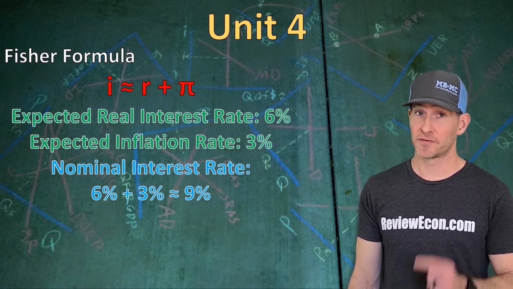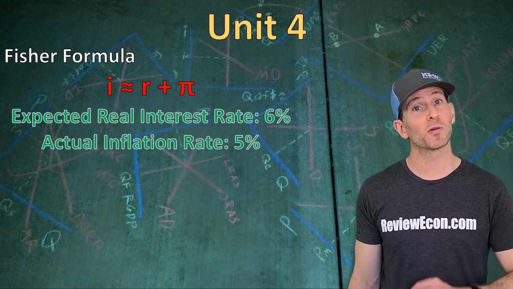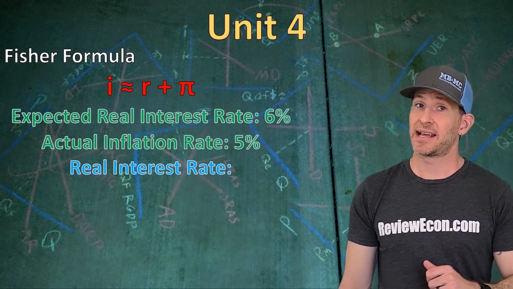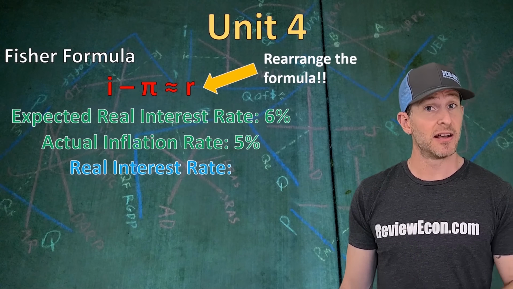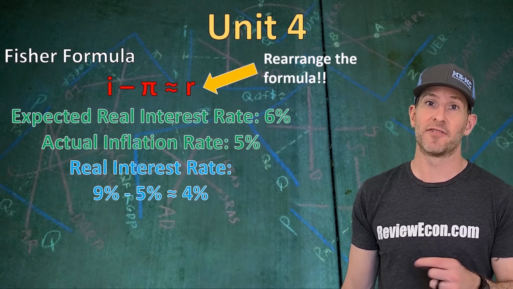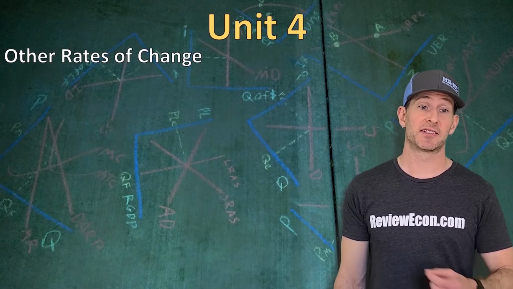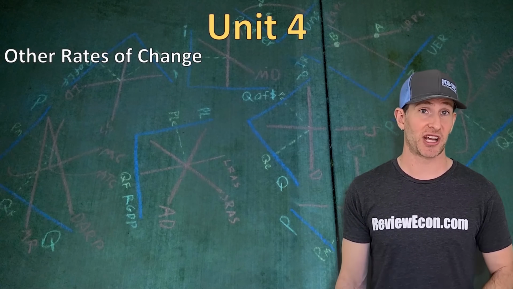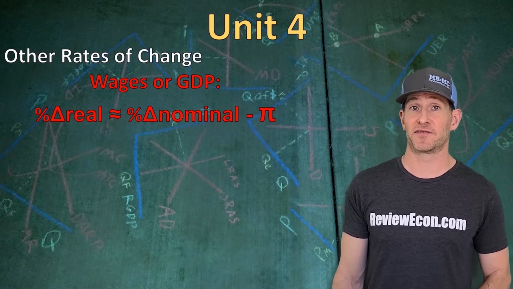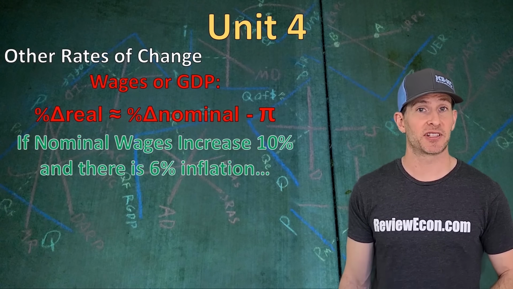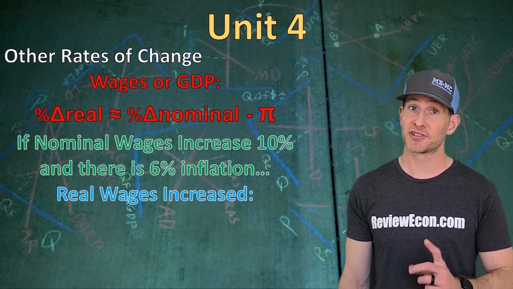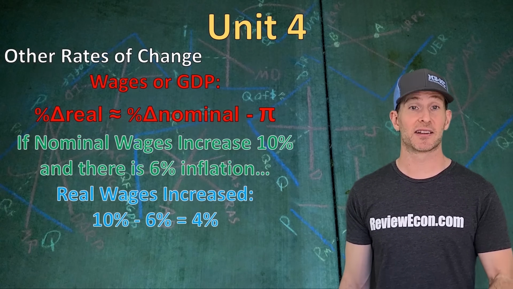So if I took out that loan with a nominal interest rate of 9% and the real rate of inflation ends up being 5%, what's the real rate that I actually paid? Take that 9% nominal interest rate that I'd be paying, subtract the actual inflation rate of 5%, and that gives me a real interest rate of approximately 4%. Now you can take a variation of the Fisher formula to determine the difference between real and nominal rates of change generally. The percentage change of real will approximately equal the percentage change of nominal minus the inflation rate. So if nominal wages increase by 10% while there's a 6% inflation rate, how much did real wages increase by? Plug in the numbers, do the math, and you will find out that real wages increased by 4%.